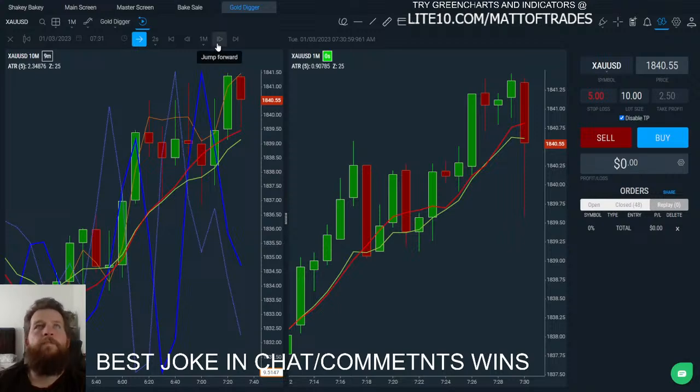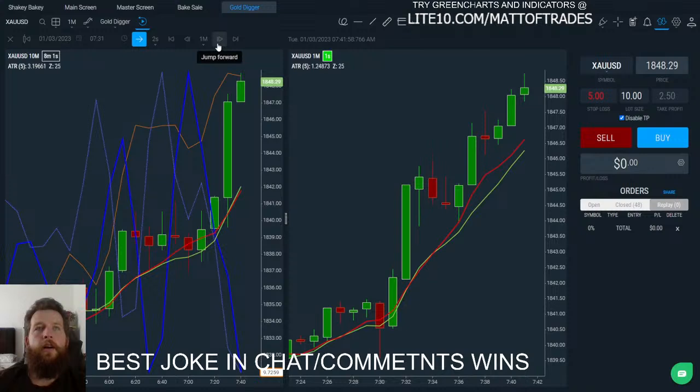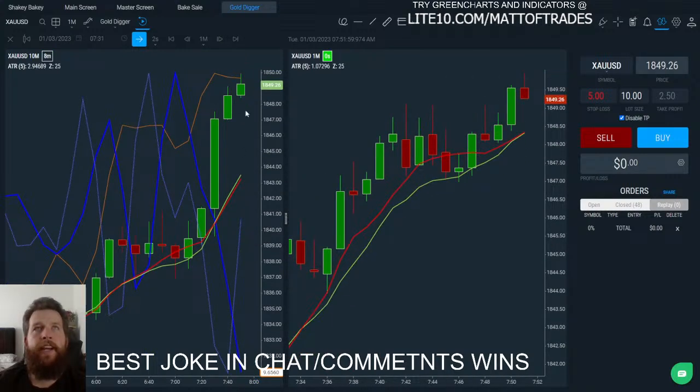Okay. Let's just look for our first entry. And all I'm doing is keeping my eye on the TNT. Okay, here's our entry. Orange down, big blue down, dotted blue up. That's our entry to sell.